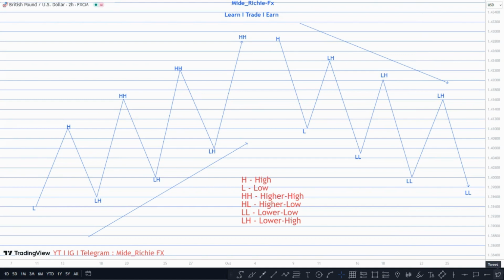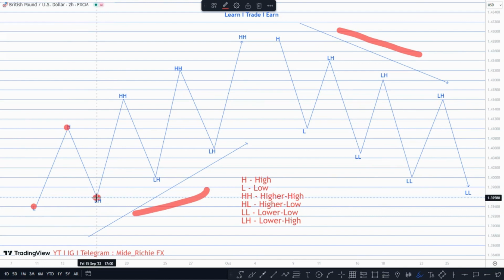This is a low, while this one too is a low, so this one is higher than this low. That's why it's called a higher low. After this higher low, the market created another high again. This high is higher than the previous high, so that's why it's called a higher high.